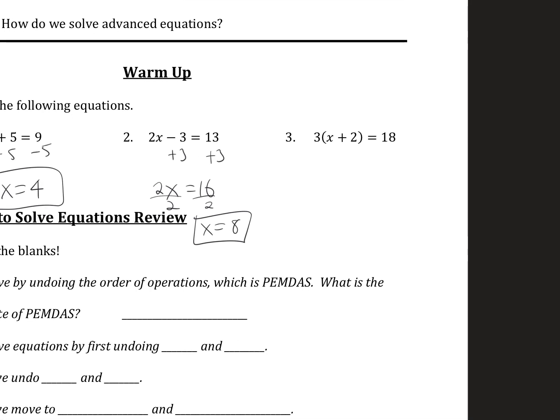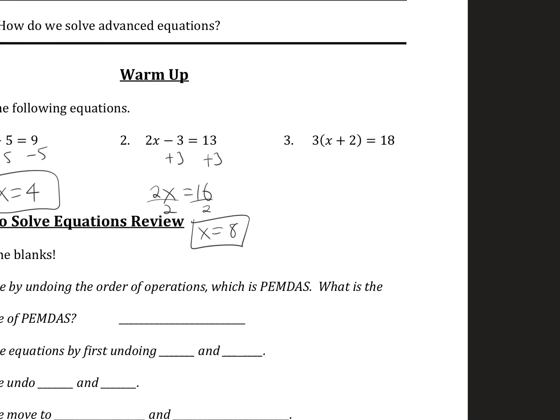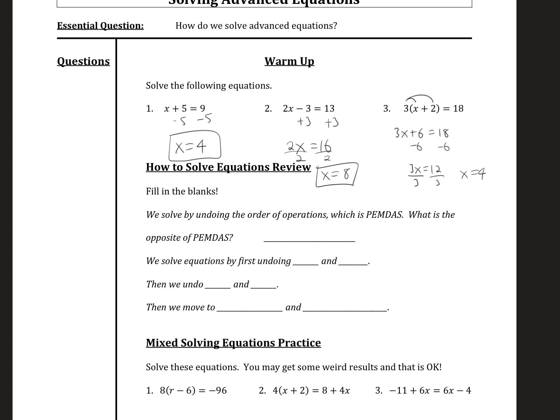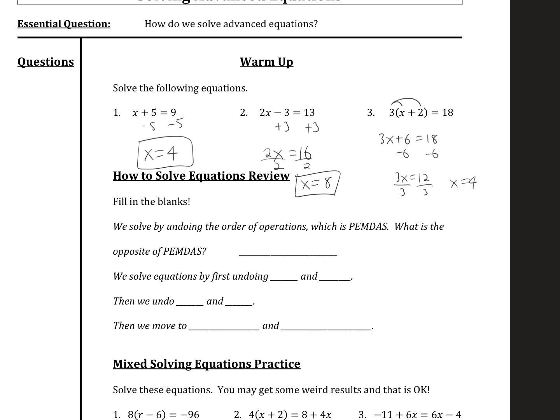Last one here. In general, it's a good idea to see if you can distribute and combine like terms before we do any solving. Is there anything to distribute here? Yeah, we got the 3. So we're going to do 3 times x, which is 3x. And 3 times 2 is 6. Equals 18. All right, solving from here, subtract 6. 3x equals 12. Divide by 3. x equals 4. So that's kind of a warm-up from stuff from Chapter 1 or Unit 1.